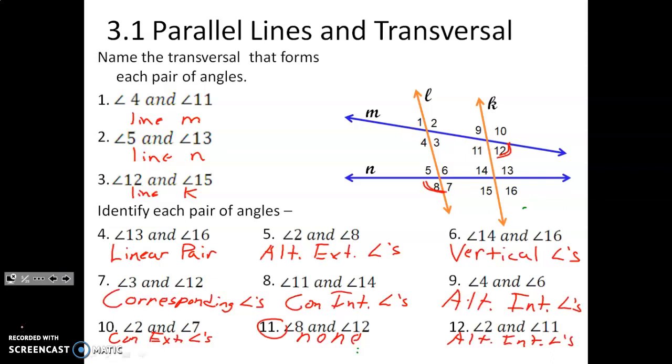All right, so here are our answers. You'll see that number 11 is the one that has no relationship. And if you look at where angle 8 and angle 12 are, they're marked up there in the corner. But there's no common transversal. They're both on two different lines. K and M is angle 12, and then angle 8 is along L and N. So no common transversal, so therefore there's no direct angle relationship that we have.